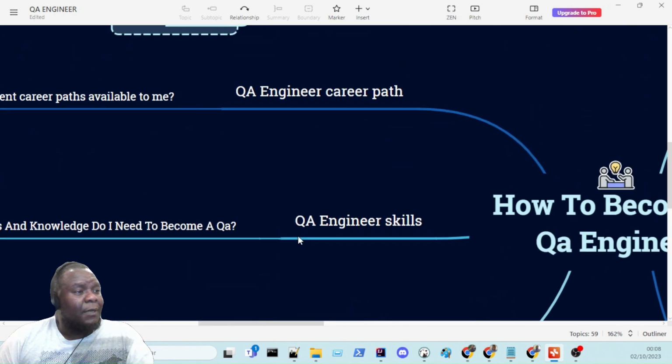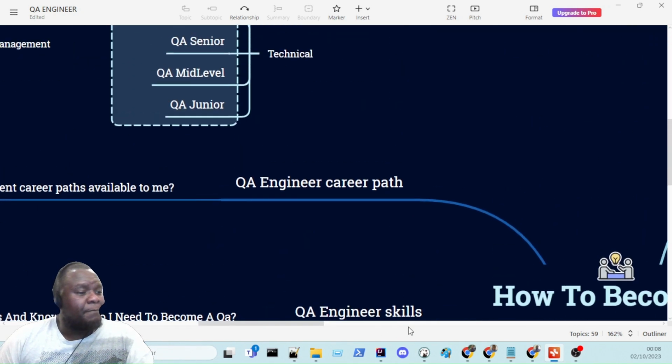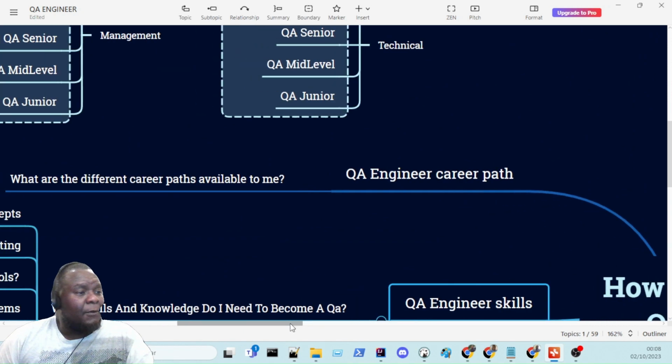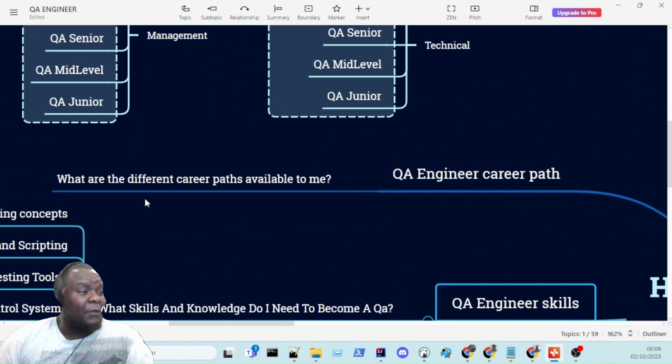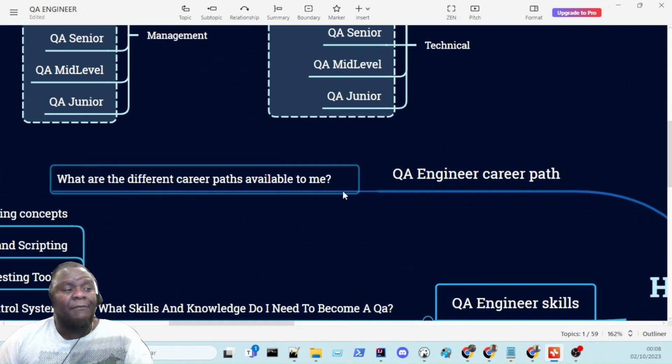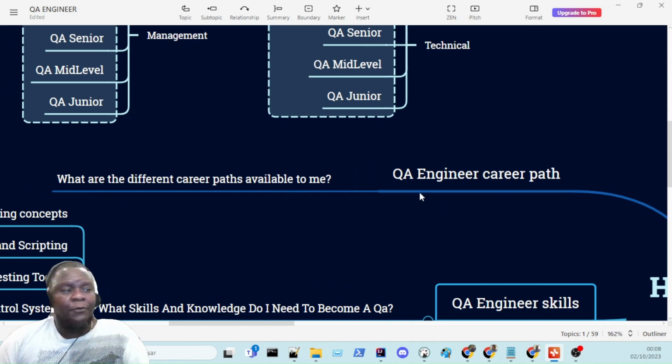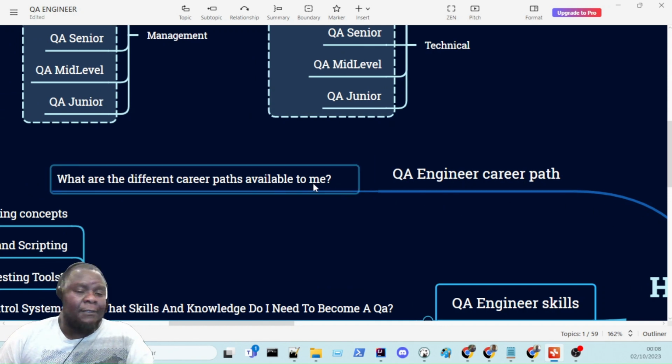And let's talk about the career path here, right? What can I say about the career path? What are the different career paths available for you to become a QA engineer?